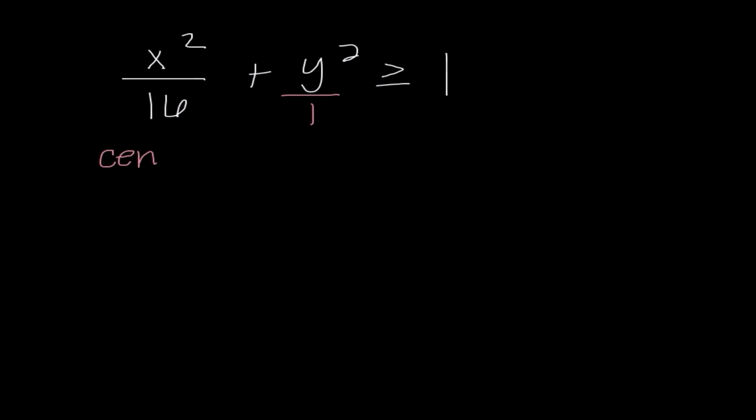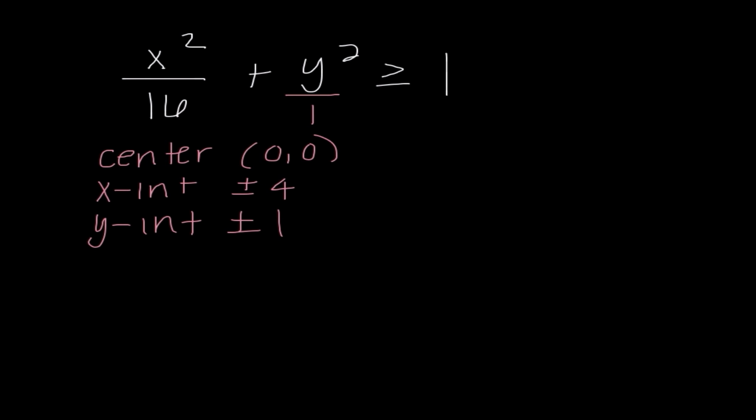So the characteristics I would write down is our center is at (0, 0). Our x-intercept is going to be plus or minus 4, and where that comes from once again, my x term here, I'm taking the square root of this denominator. Likewise, my y-intercept is going to be the square root of the y denominator, which is going to be plus or minus 1. So now let's go ahead and sketch a graph of this.